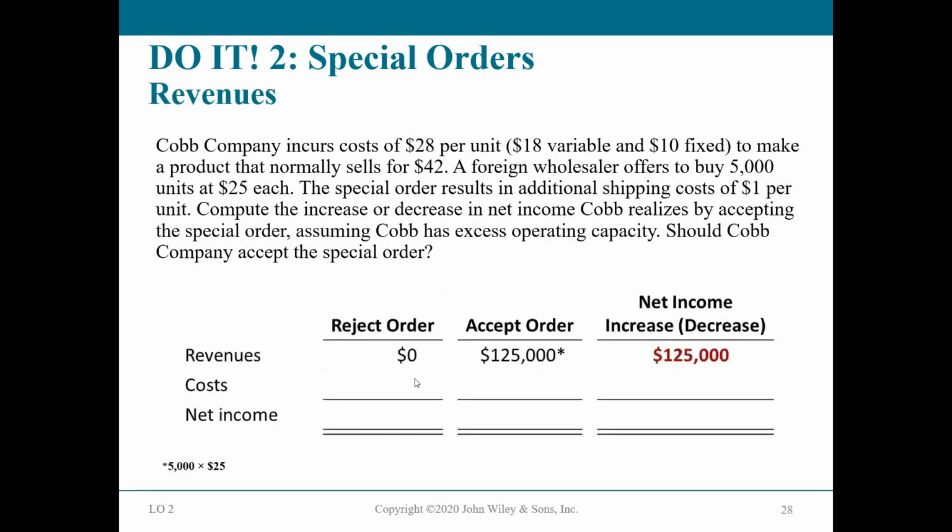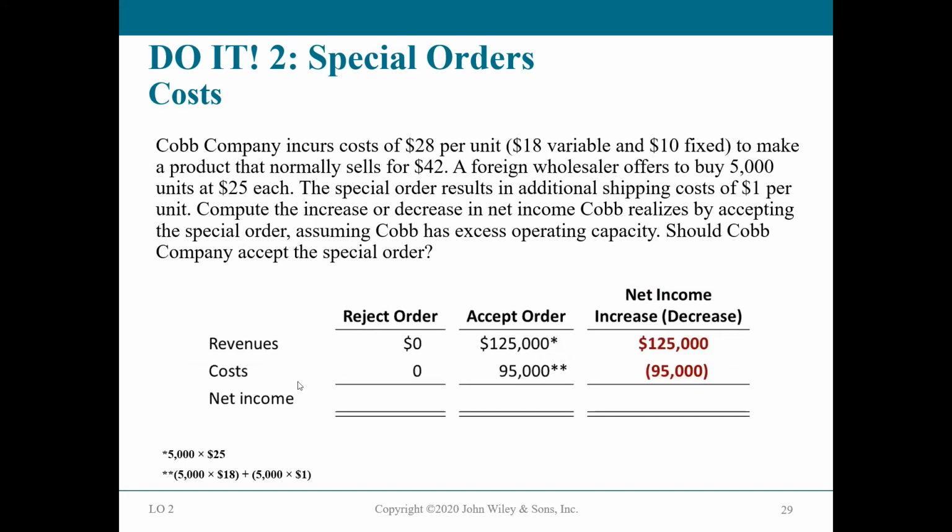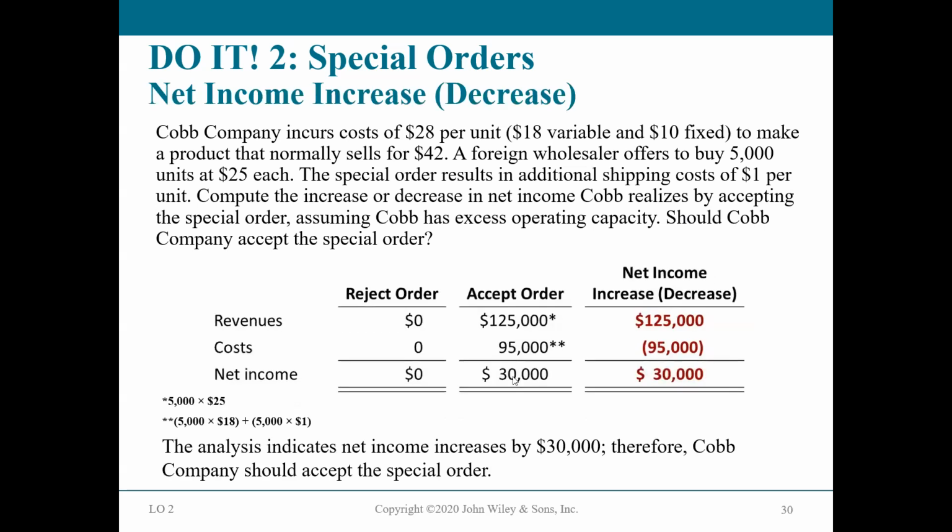So if they were to reject the order, nothing, except the order would be $125,000. That's 5,000 units at $25 each. The cost would be the 5,000 units times the variable cost only of $18 plus the dollar each to ship. So our total cost would be $95,000. Therefore, our net income would also increase in this situation by a net of $30,000. We should accept this order.